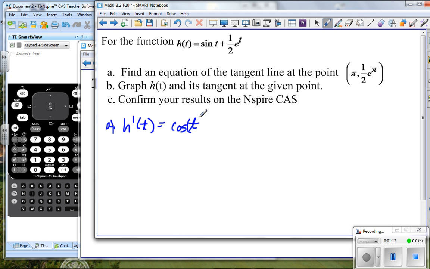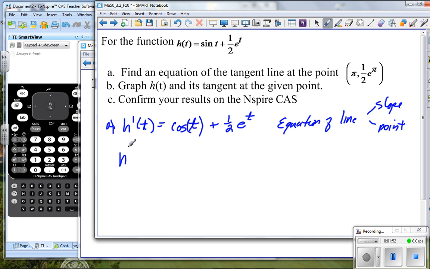It's cosine t. And then the derivative of 1/2 e to the t. And remember, that's 1/2 e to the t. It's its own derivative. We want to know the equation of the tangent at that point. To find the equation of a line, we need to know the slope, and we need to know a point. Now, we obviously know a point, we're given that, but we need to find the slope at that point.